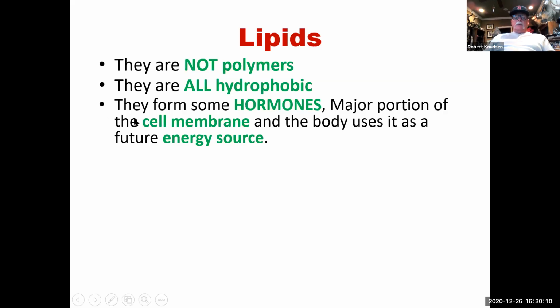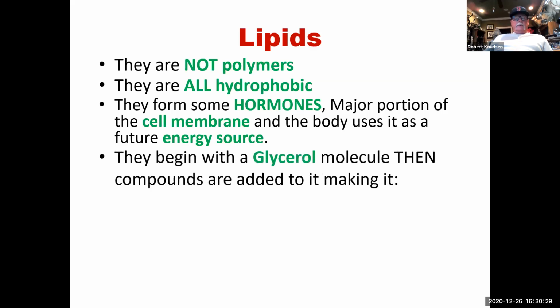So lipids form some hormones, and they are a major portion of the cell membrane. We find lipids in the cell membrane, and the body uses them as a future energy source. Got it? Or do we know that one? Man, I fight that all the time. They begin with cholesterol, and then compounds are added to it.